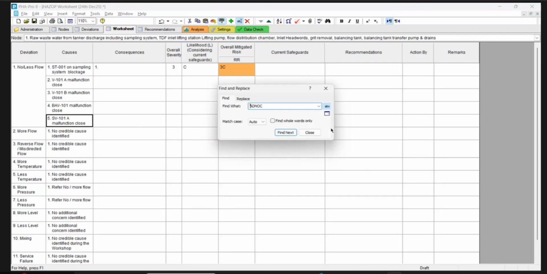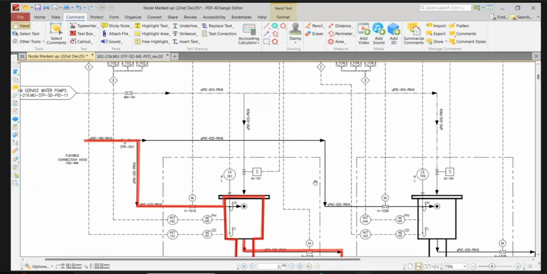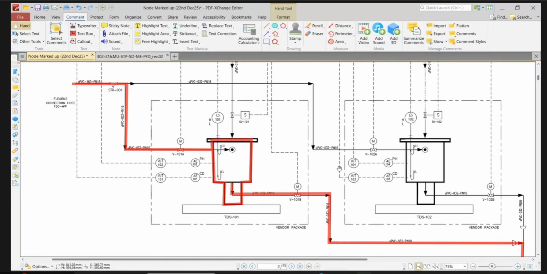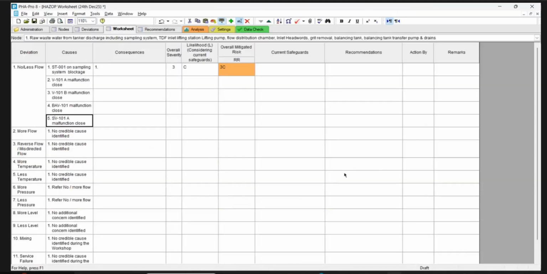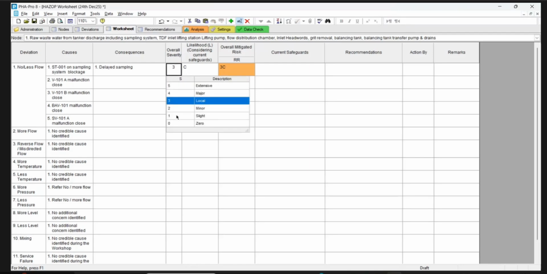Okay, guys, if you see here, in this system, we identified all the no-flow situations. Let us review this P&ID, then we'll go for another P&ID, otherwise we'll miss it. If this strainer is blocked, what will happen? Poor sampling, delayed sampling. Okay, so what is the consequence? Delayed sampling, maybe a small loss of time.